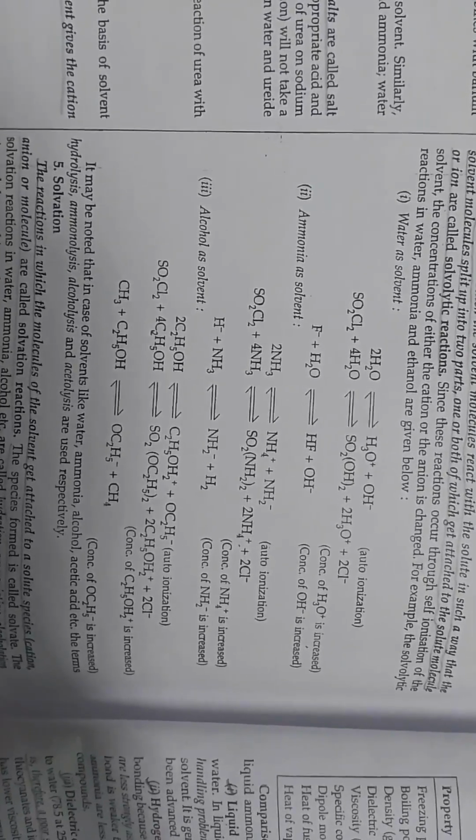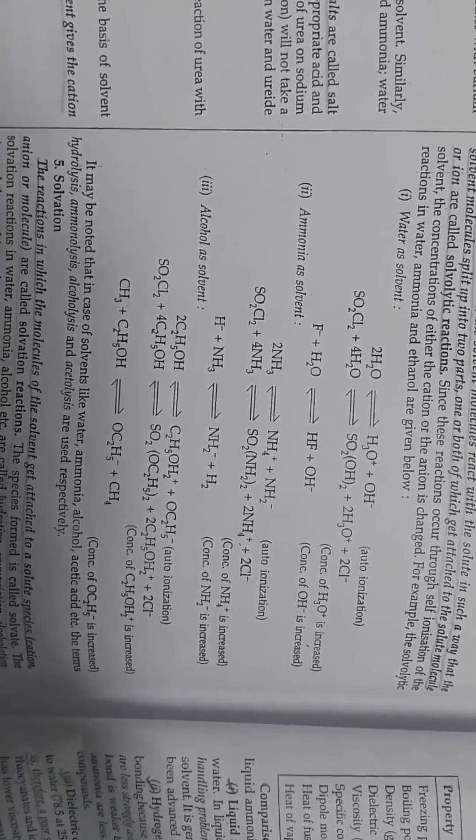Ammonia as solvent: 2NH3 gives NH4+ plus NH2-, autoionization. SO2Cl2 plus 4NH3 gives SO2(NH2)2 plus 2NH4+ plus 2Cl-. Concentration of NH4+ is increased. H- plus NH3 gives NH2- plus H2. Concentration of NH2- is increased.